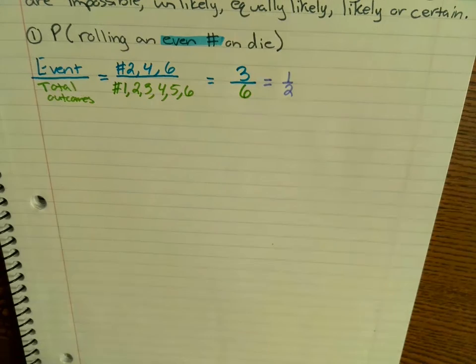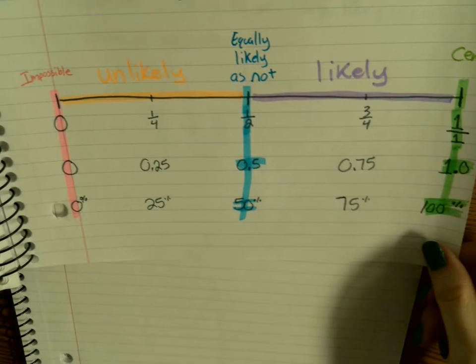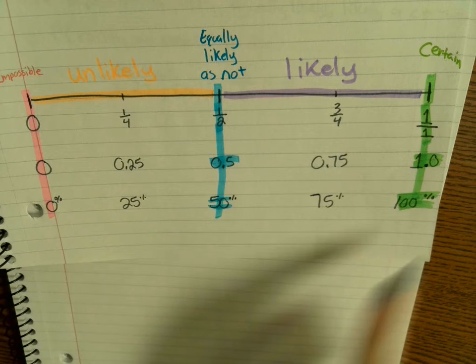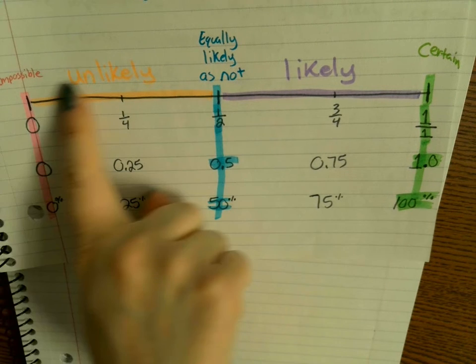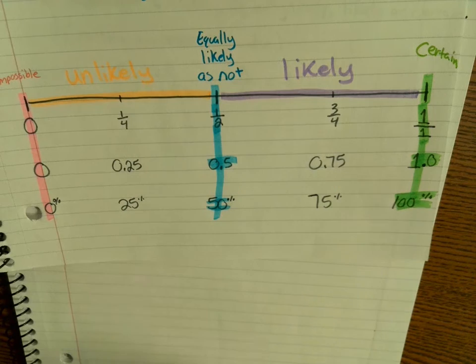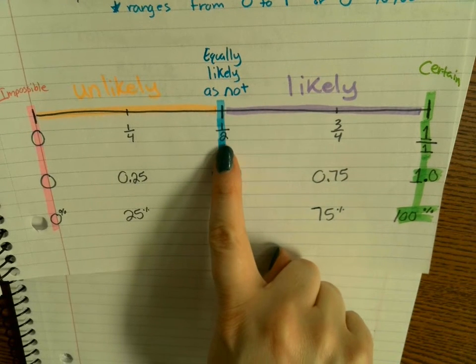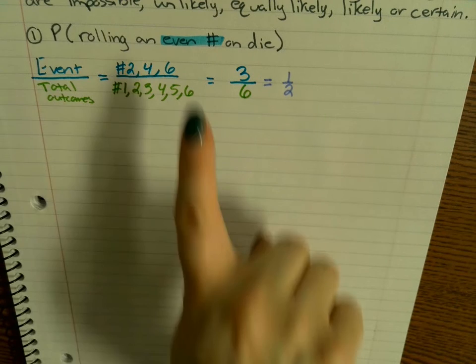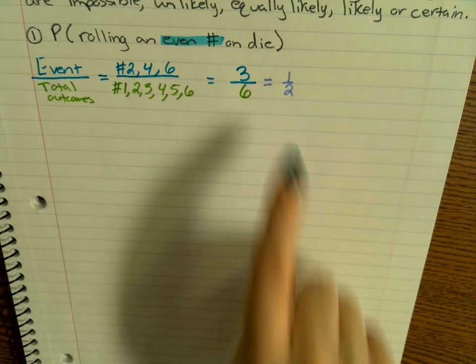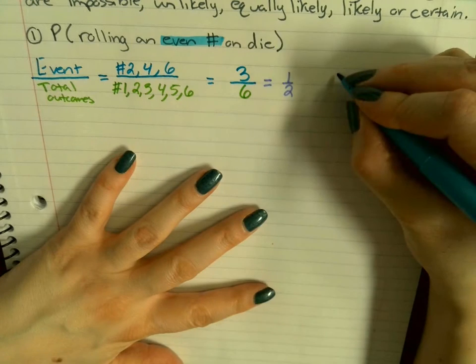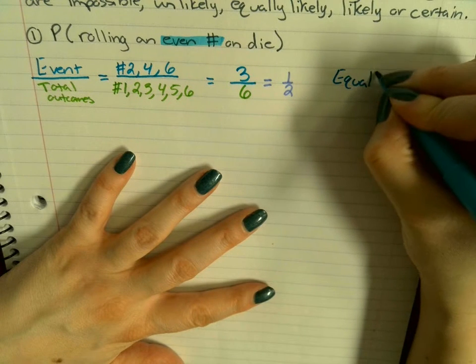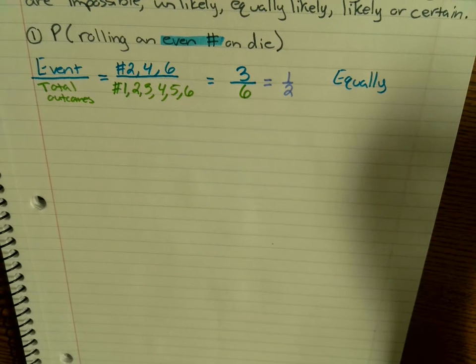So now I need to go back to my number line, don't I? Looking back at my number line, which probability up here represents 1/2? Which one of these? Nicholas? Equally likely. Equally likely represents that 1/2. So to land on an even number on the numbered cube, I have an equally likely chance of it happening.